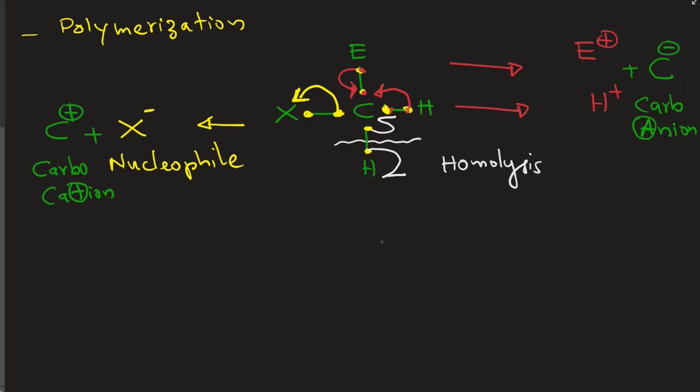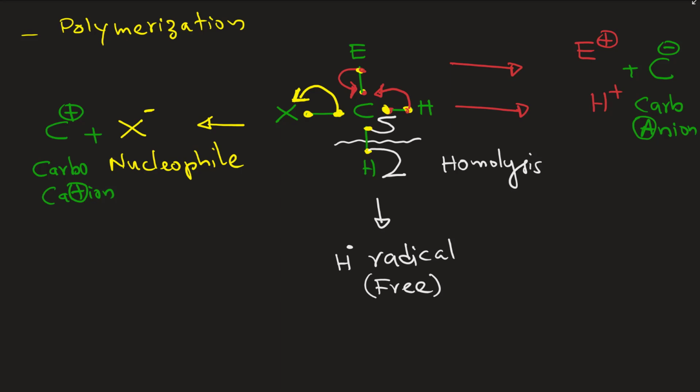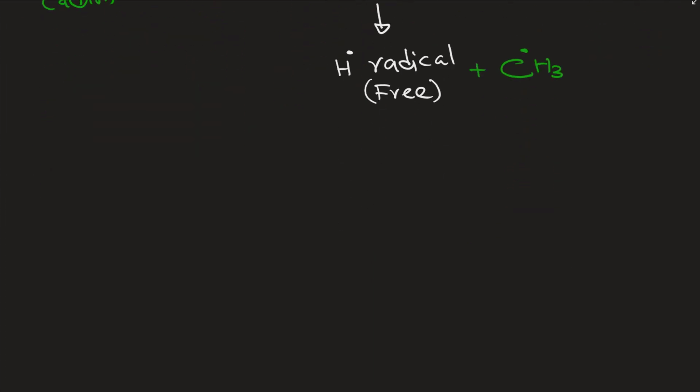Now look at the bottom one. This one is hydrogen can homolyze. That means you cut the bond in the middle and the carbon and hydrogen each get one electron. These are called the free radicals. These are very reactive and they will show special radical reactions. In this case you make a methyl radical.